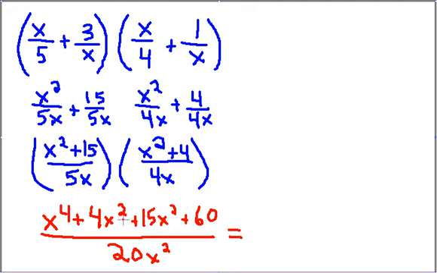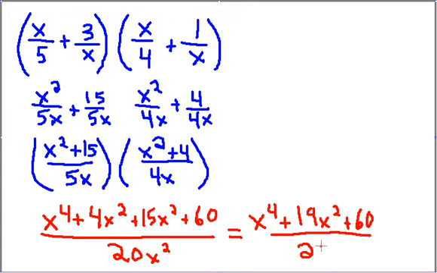X to the fourth plus 4x squared plus 15x squared plus 60 over 20x squared. And actually, I just caught something there. We have two terms that are both to the degree of 2, so we can combine those together. It won't help us in factoring anything else out, but we do need to combine those like terms together. So the 4x squared plus the 15x squared brings us up to a 19x squared. And then I'll just rewrite the 20x squared here on the bottom.